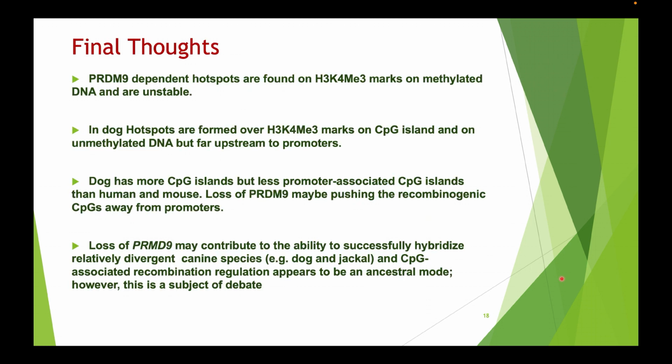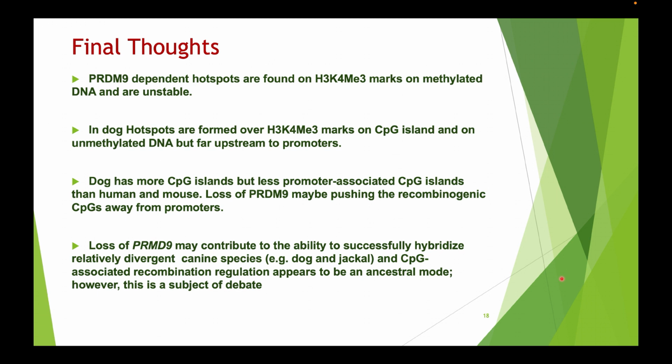So these are my final thoughts. We see PRDM9-dependent hotspots are formed on H3K4 trimethylation marks on methylated DNA and are unstable. Methylated DNA tends to undergo more change and mutation, because cytosine in CpG islands undergoes deamination and changes into thymine. Dogs seem to have very different recombination compared to other mammals. Dog hotspots are formed over H3K4 trimethylation marks on CpG islands and on unmethylated DNA, but far from the promoter.